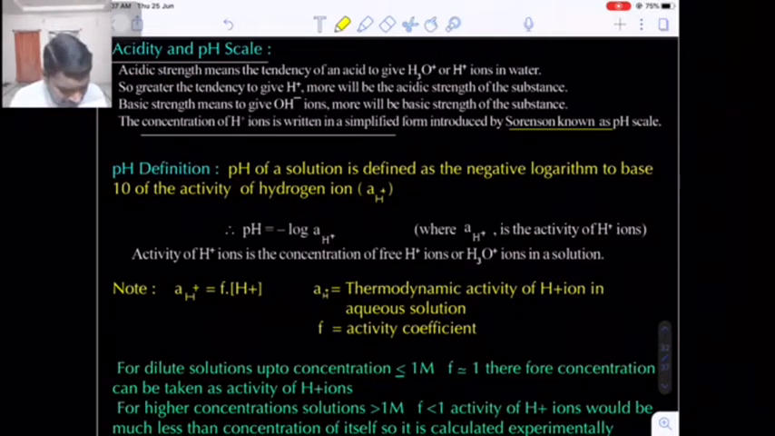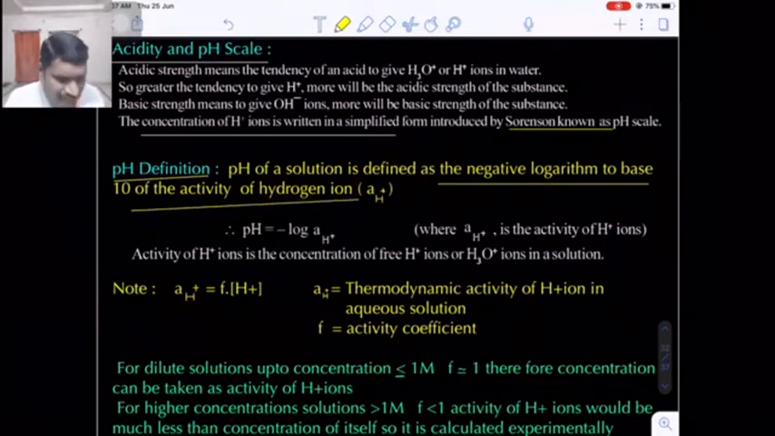Now, the definition of the pH scale: it is the negative logarithm to the base 10 of the activity of hydrogen ion. The negative logarithm to the base 10 of what? The activity of hydrogen ion, or hydrogen ion activity. Now what is the definition of activity? Activity is nothing but, indirectly, the molar concentration for a dilute solution. If a solution is very dilute, then the molar concentration is nothing but the activity.